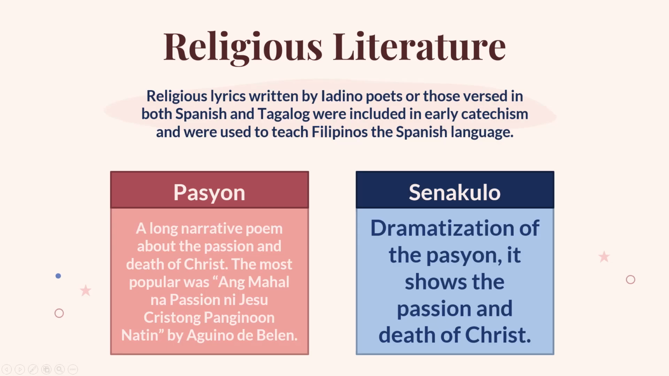Religious literature. Religious lyrics written by Indio poets, or those versed in both Spanish and Tagalog, were included in early catechism and were used to teach Filipinos in the Spanish language. It has two kinds, the Pasyon and Senakulo. Pasyon is a long narrative poem about the passion and death of Christ. The most popular was Ang Mahal na Pasyon ni Jesucristo na Ating Panginoon by Aquino de Belen. And Senakulo is the dramatization of the Pasyon. It shows the passion and death of Christ. Madalas natin itong makita tuwing Mahal na Araw.